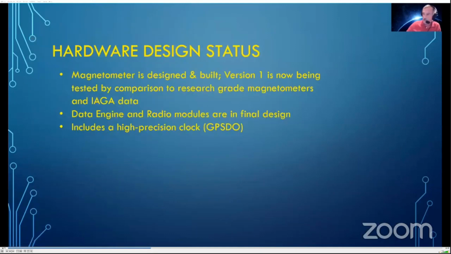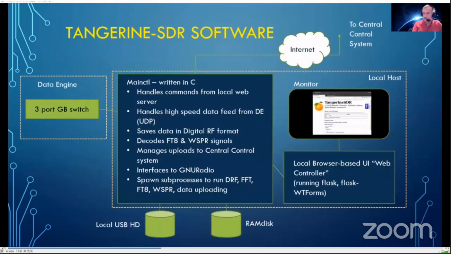A status report on the hardware design is given by Scotty in a separate presentation, so I won't go into a whole lot of detail on this. The magnetometer has been designed and built. Version 1 is now being tested by comparison to research grade magnetometers. The data engine and radio modules for collecting the data are in final design, and the GPS-DO, the GPS disciplined oscillator for the clock, is in design.